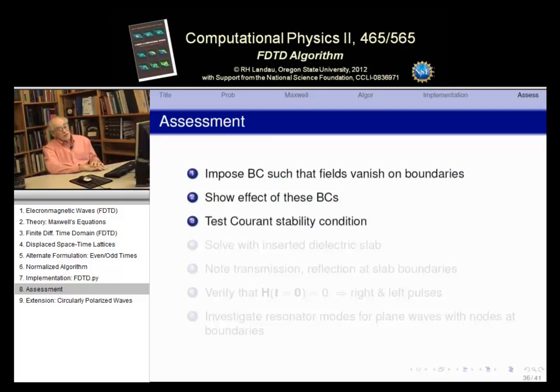Test the Courant condition. See what instability looks like. See how different the wave looks when you change the sizes, how much you can get away with till it blows up.